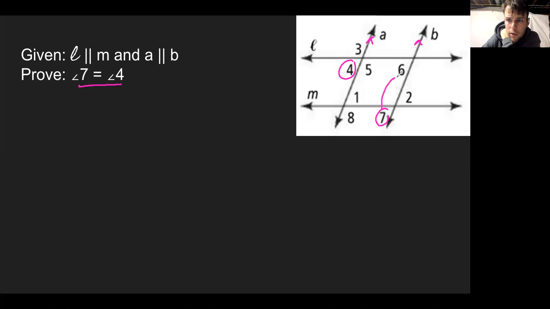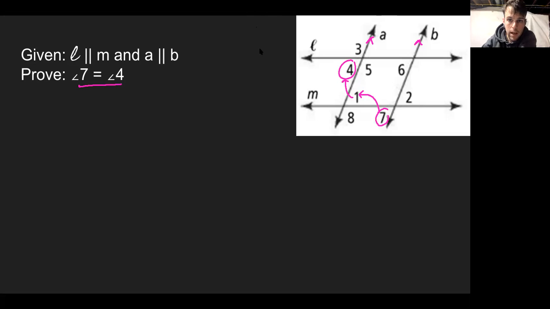We could connect angle 4 to 6 because they're corresponding, and then 6 to 4 because they're also corresponding. That's one way to go about it. We can also connect 7 to 1 because they're alternate interior, and then 1 to 4 because, again, they're alternate interior. So this proof could take two paths, but we have to hit one of these intermediate steps along the way, because these angles share a common transversal, and these angles also share a common transversal, but 4 and 7 do not.